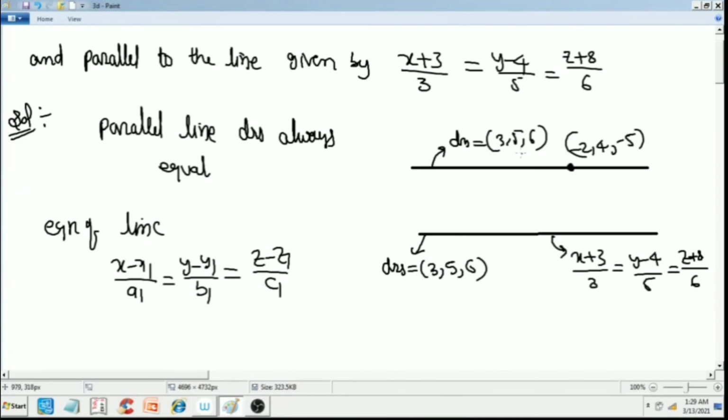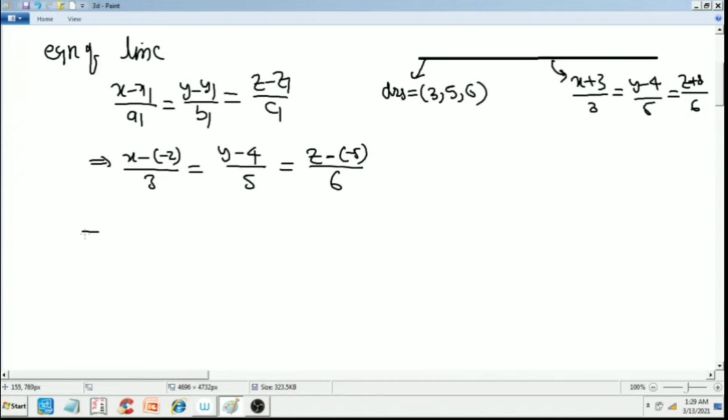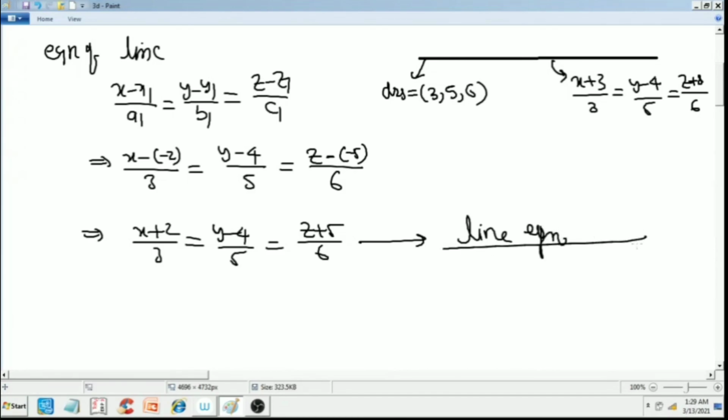Taking the point x1 = -2, y1 = 4, z1 = -5: (x - (-2))/3 = (y - 4)/5 = (z - (-5))/6. From here we can write (x + 2)/3 = (y - 4)/5 = (z + 5)/6 as the Cartesian line equation. This is the required line equation. That's all.